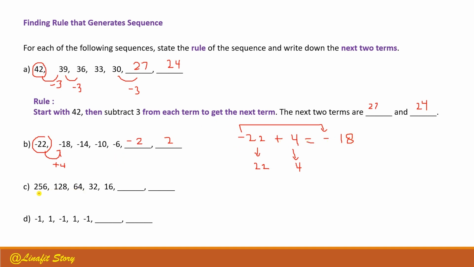Next is 256, 128, 64, 32, 16. So the next two terms are 8 and 4. Why? Because the rule is start with 256, then divide each term by 2 to get the next term.